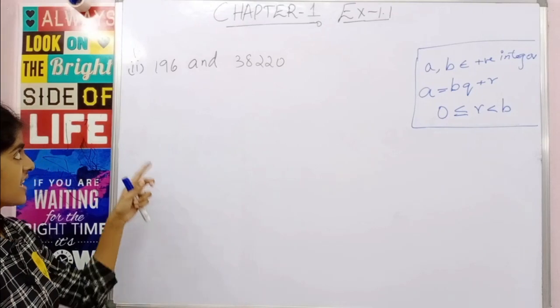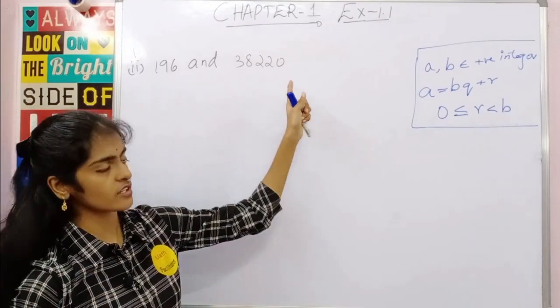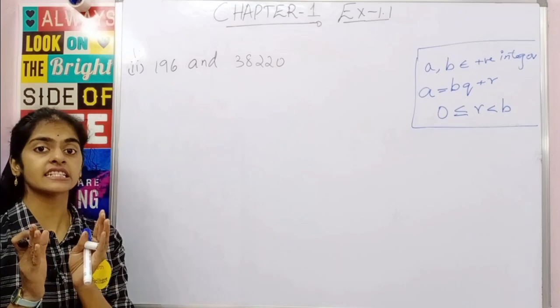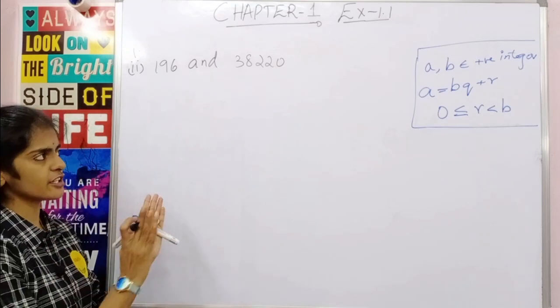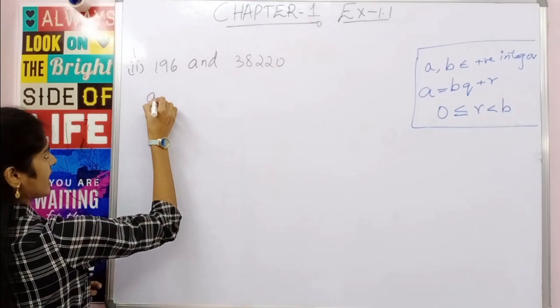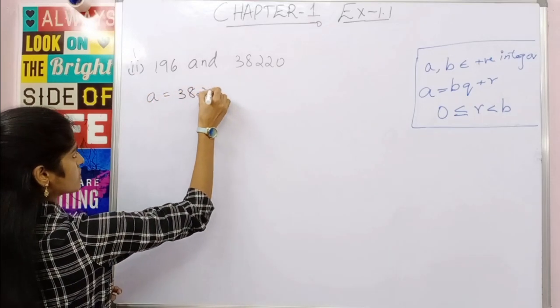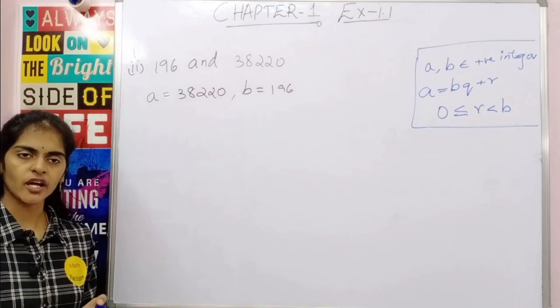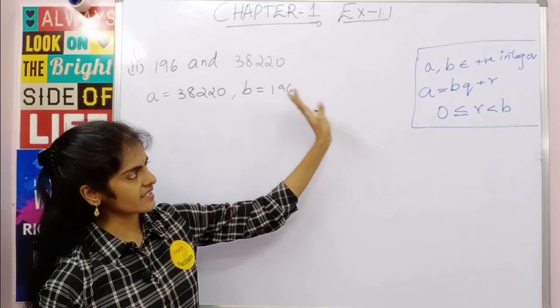So let us do one more problem now. In the next question, you have 196 and 38,220. Whichever is the bigger number, you will take it as the dividend. The dividend is what you represent as A, so I'll take this as A. A is equal to 38,220, and B is 196.